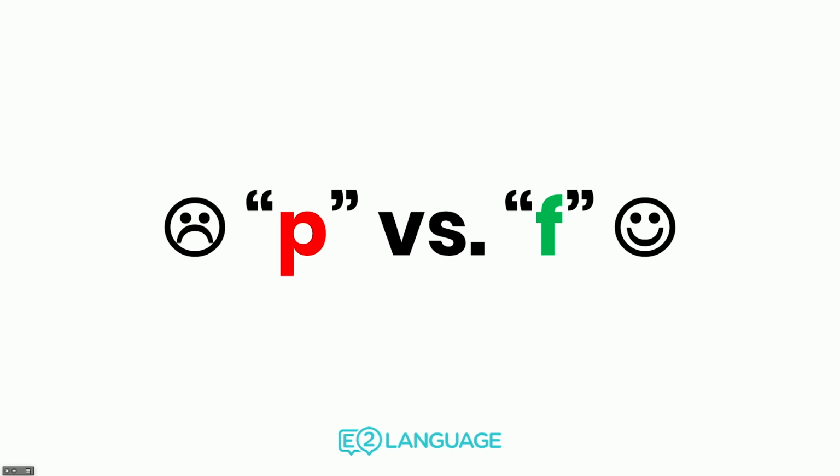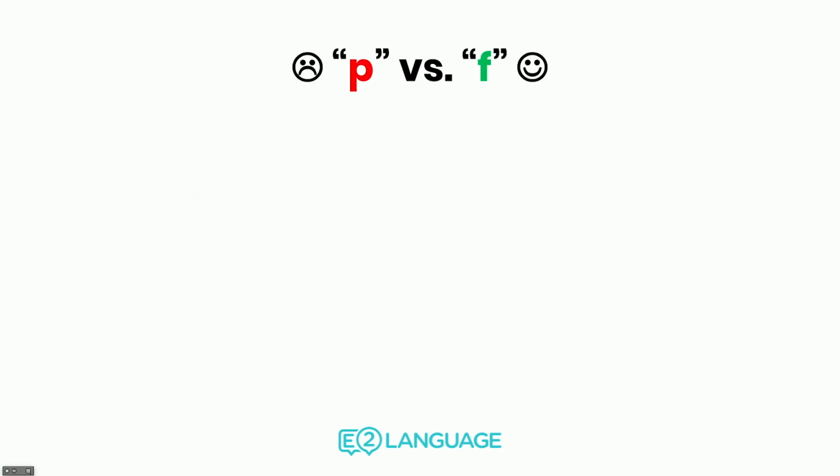Okay, last one. This is the difference between p and f, because again, apparently in Tamil at least, there is no f sound. So let's have a look at some of these. Don't say pull if you want to say full. Pull, full. When I'm making this f sound, my top teeth are on my bottom lip and I'm pushing air through.